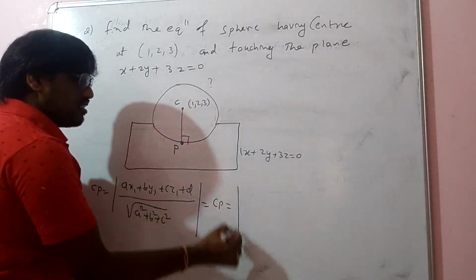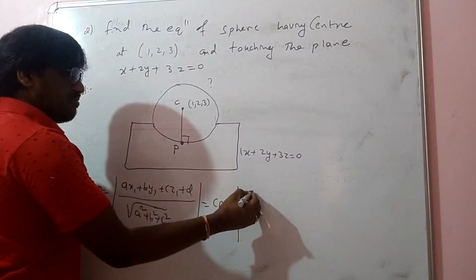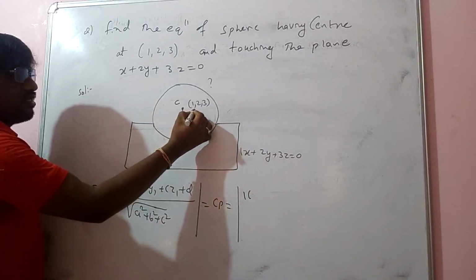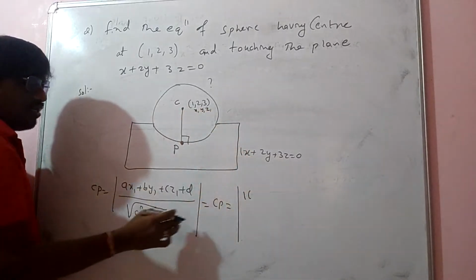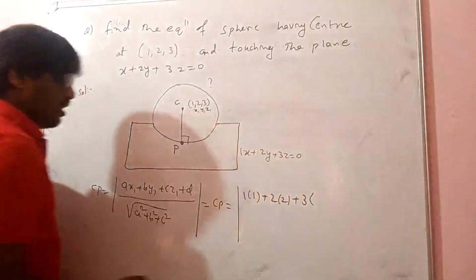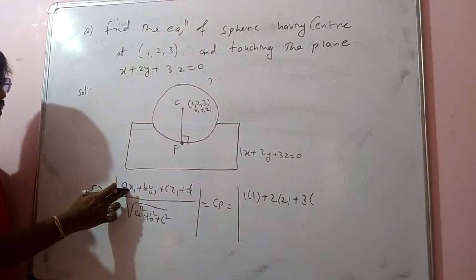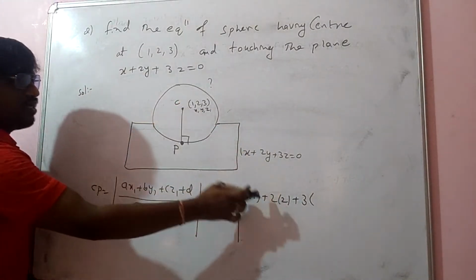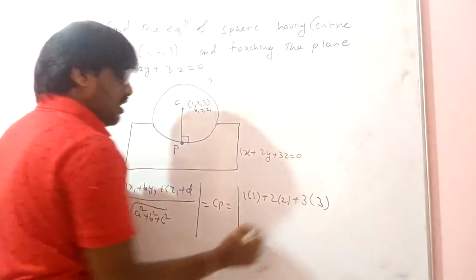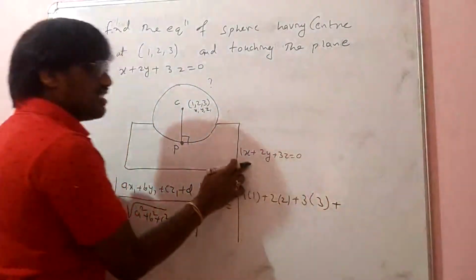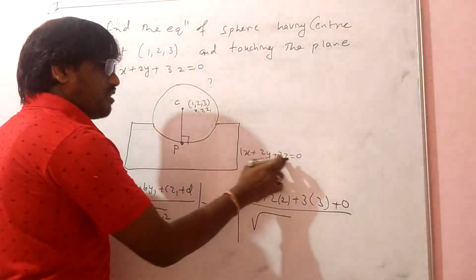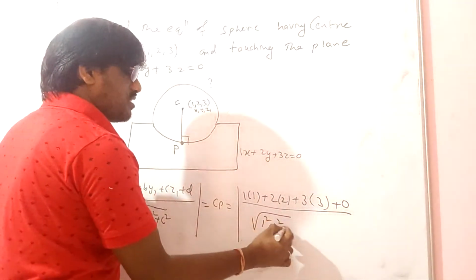If you find here, a is 1, and x1 is the point; this is x1, this is y1, this is z1. So a into x1: 1 into 1 plus 2 into 2 plus 3 into 3, plus d. What is d here? In this plane, d is 0, upon the square root of a square plus b square plus c square, that is 1 square plus 2 square plus 3 square.